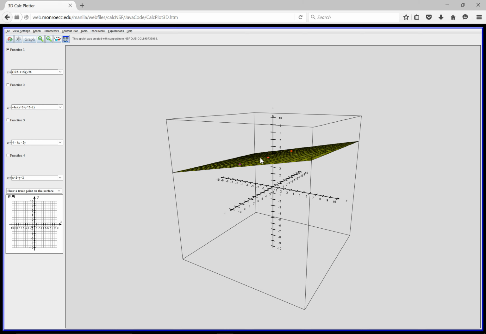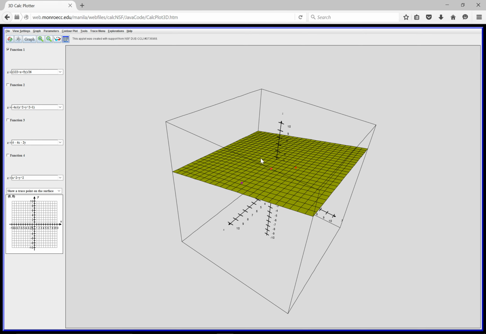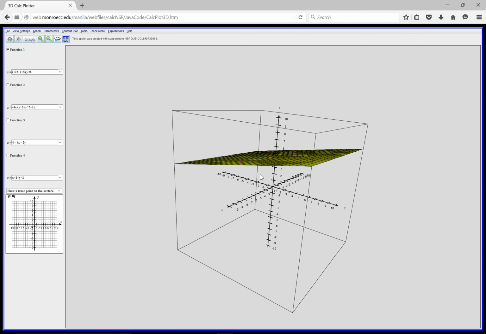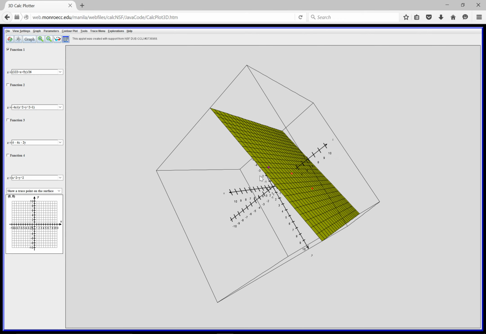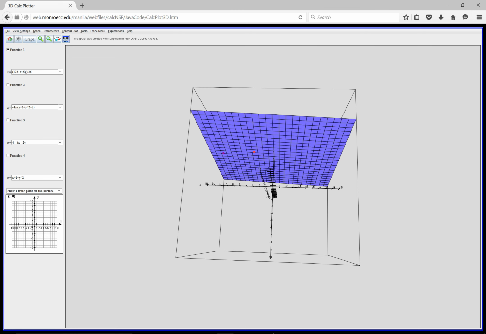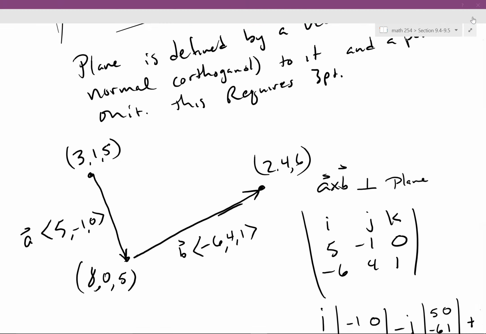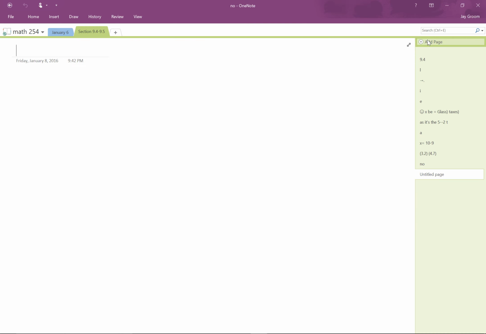Now look at that. You see all 3 points? All 3 points. That's right, on the plane. That's how you know you're right. That's awesome. All right, now let's do another of those quickly.